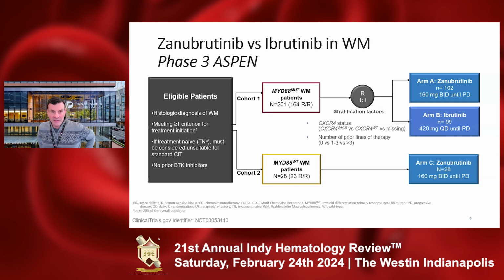I'm going to talk about this big trial called the ASPEN trial. This actually pitted zanubrutinib against ibrutinib. There were two cohorts here, one which was made up of those patients that had the MYD88 mutation, the other made up of patients who did not have the MYD88 mutation. This is about 5% of all patients. In this case, they only got zanubrutinib. So what did we learn?